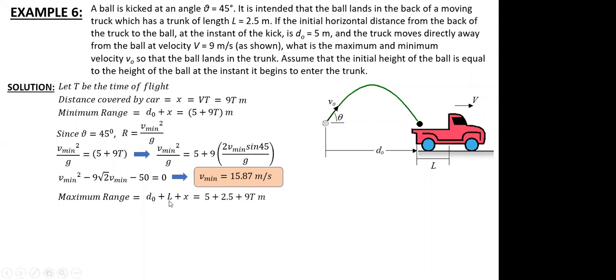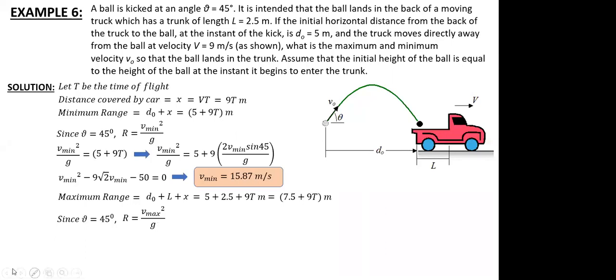I will just substitute the values. d naught is given as 5, L is given 2.5, and x was 90 as earlier, and we got this as 7.5 plus 90. Now when you get this maximum range, theta is again 45 for the second case also, it is not changing. Again if theta is 45, your R formula is Vmax square by g. I'm writing Vmax just to indicate that it is the second case, where I'm getting the maximum velocity value. So I'm writing max as the suffix.